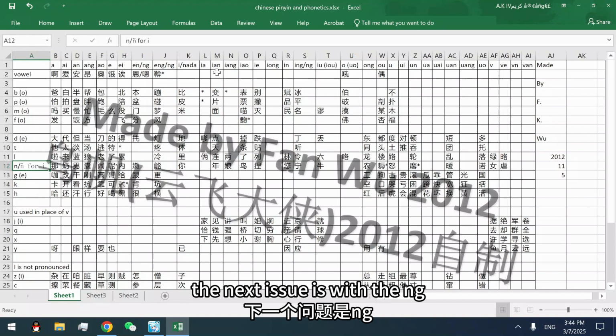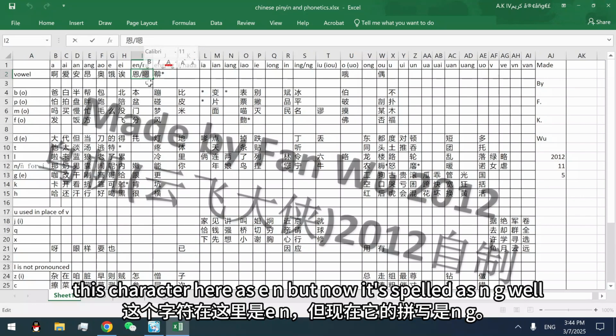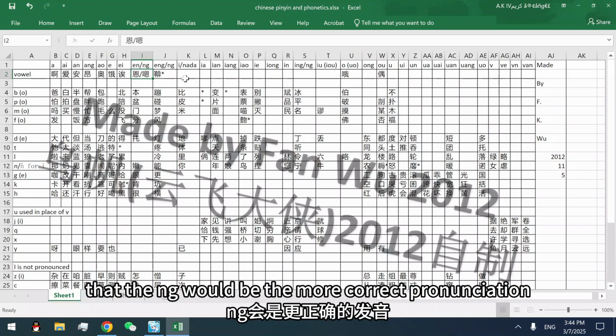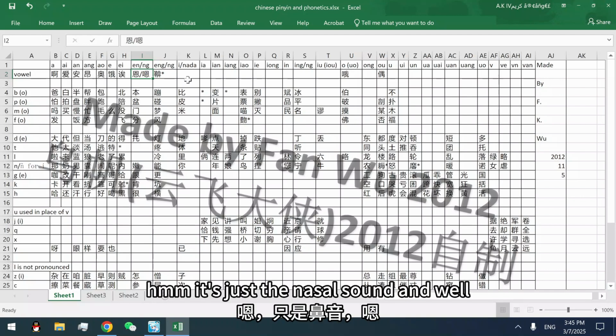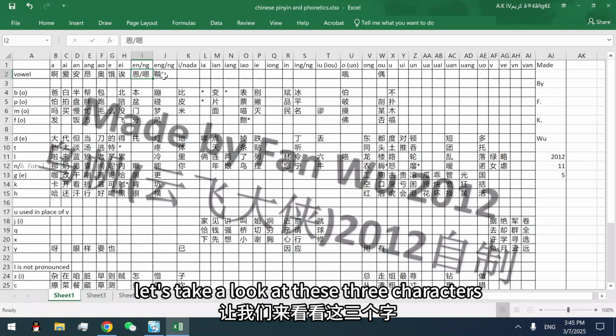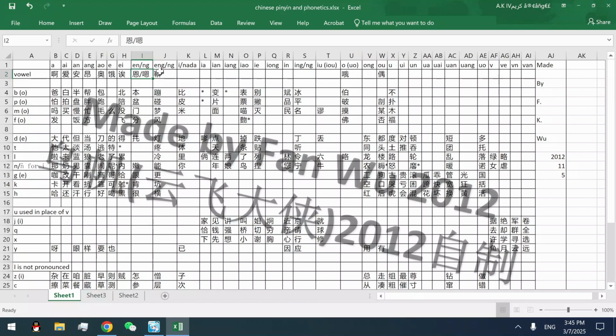The next issue is with the ng. Back then, we spelled this character as en, but now it's spelled as ng. And of course the ng would be the more correct pronunciation for this character because it's just the nasal sound. And let's take a look at these three characters just so you can differentiate between en, ng, and eng.